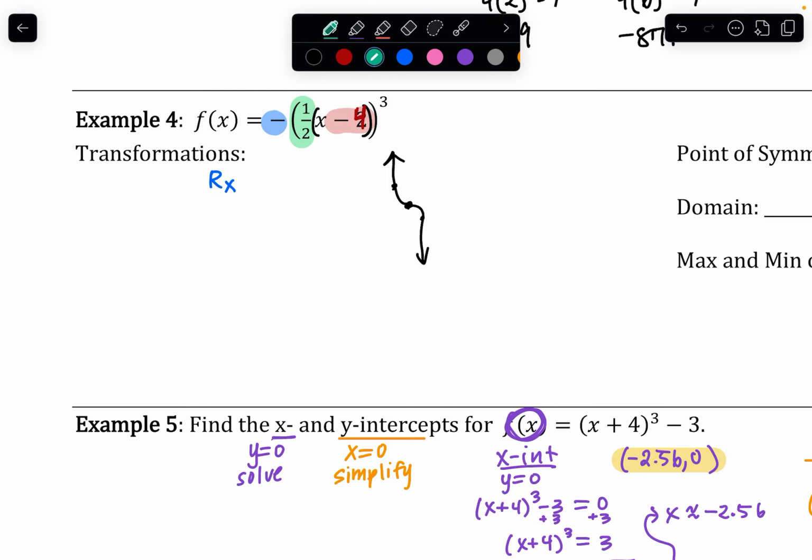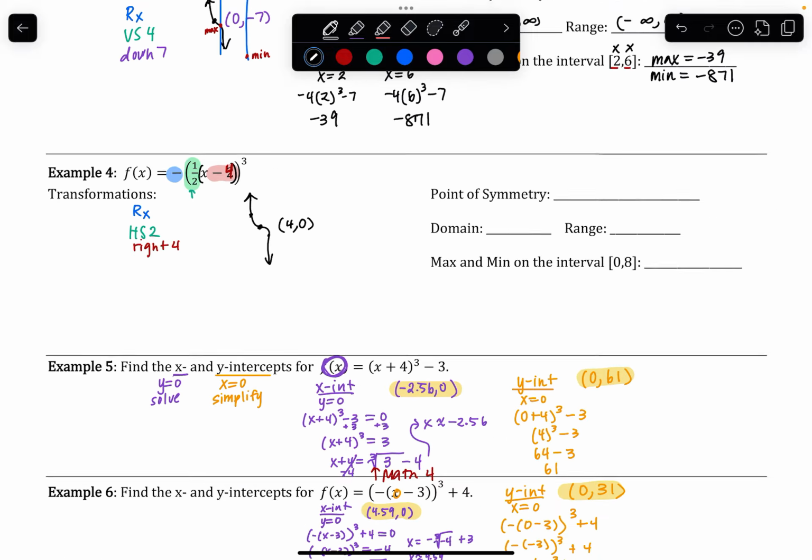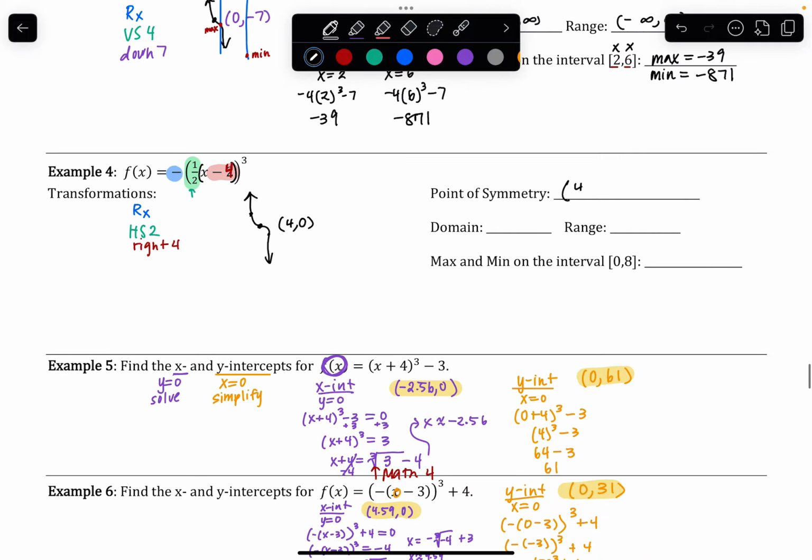And then this 1/2 inside is your horizontal stretch by 2. And then right 4 will affect our inflection point. So right 4 puts that inflection point at (4, 0). So the point of symmetry is (4, 0). Domain, still all real numbers. Range, still all real numbers.